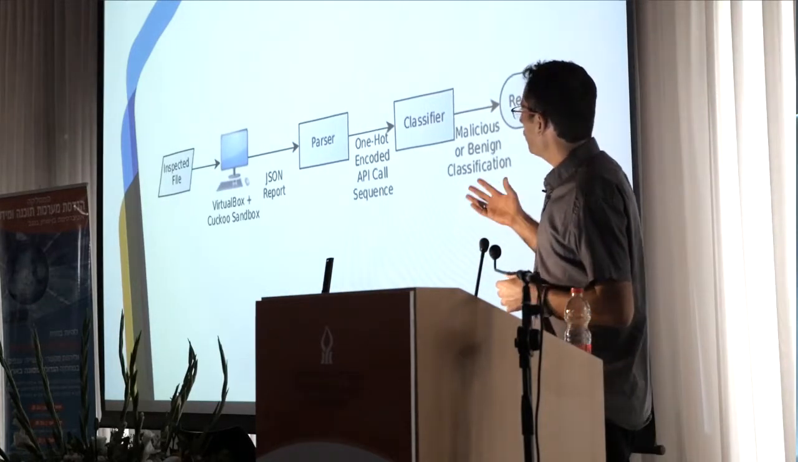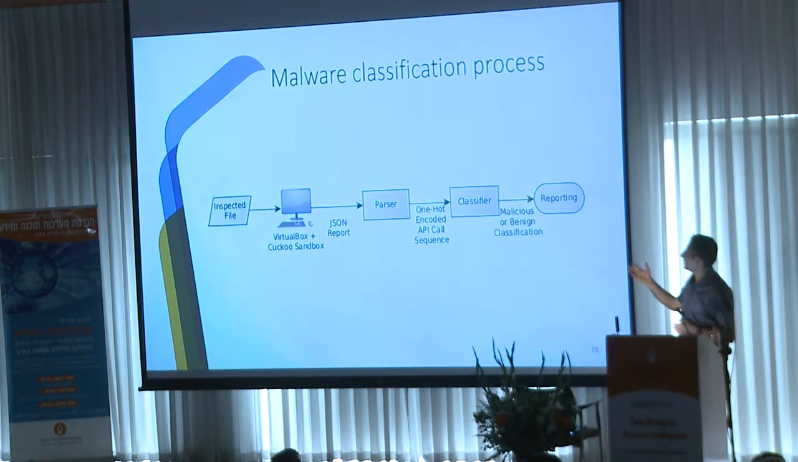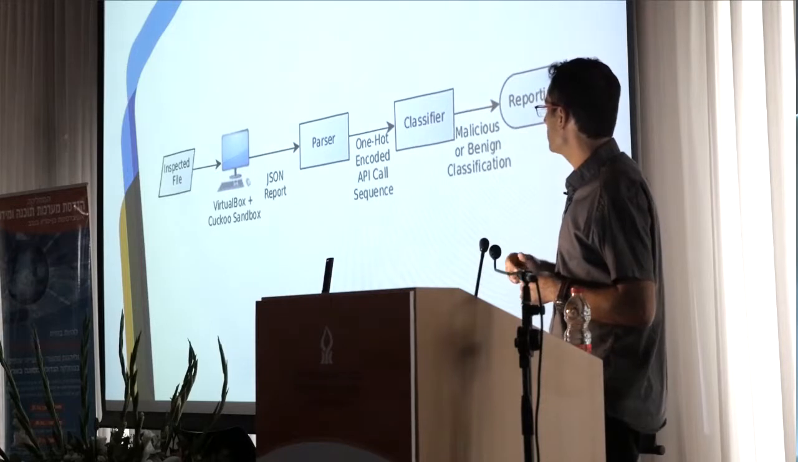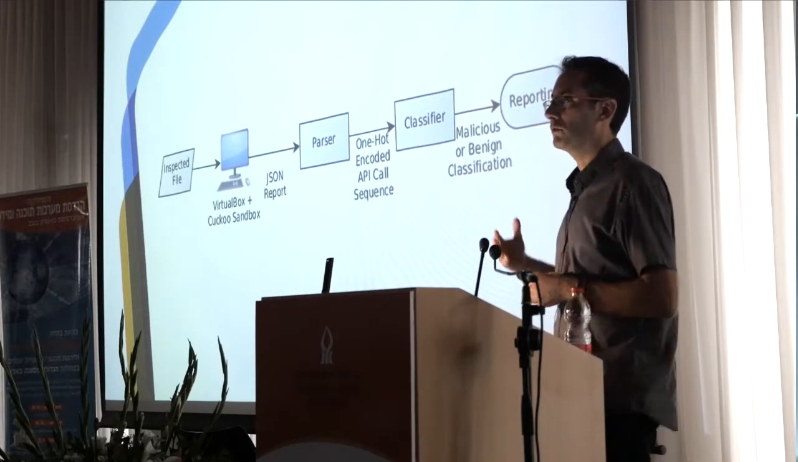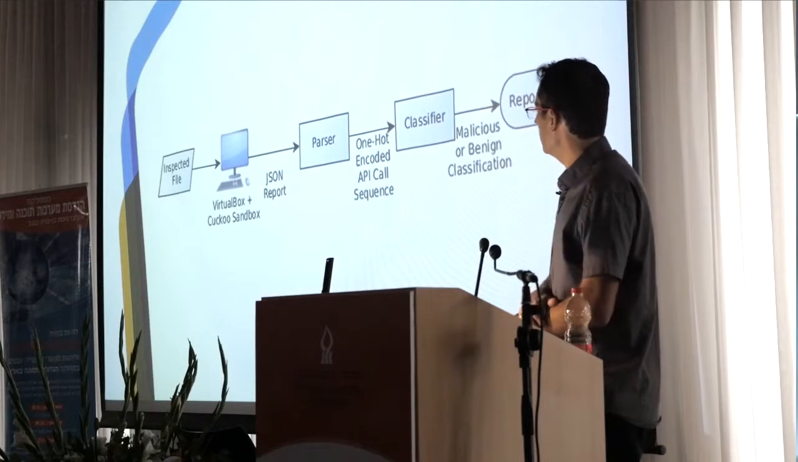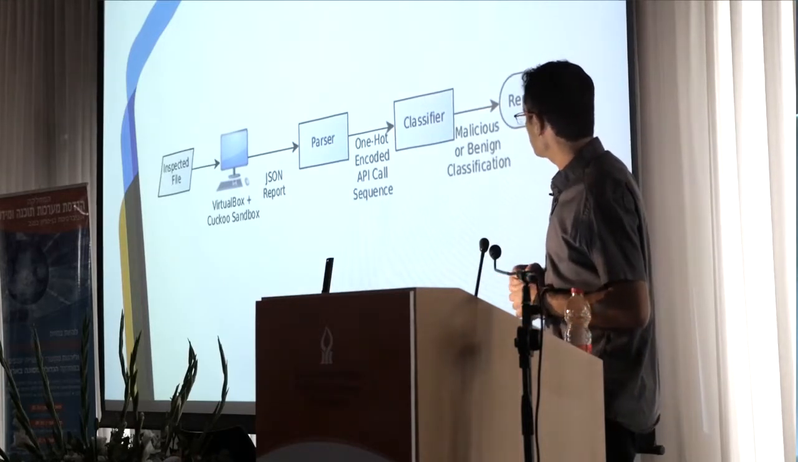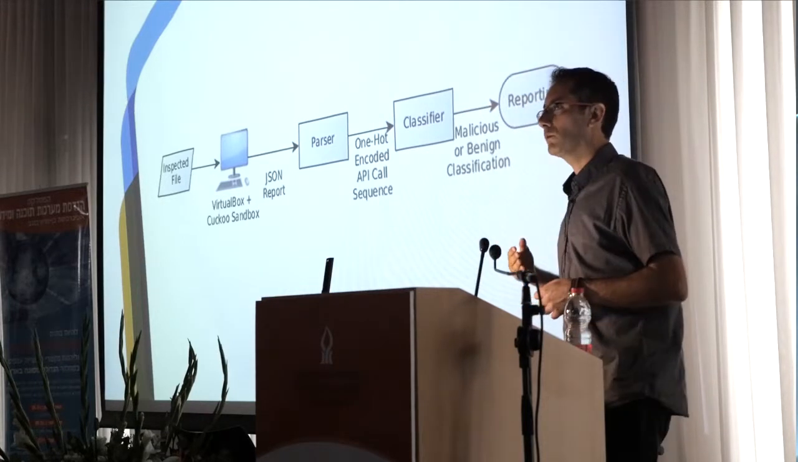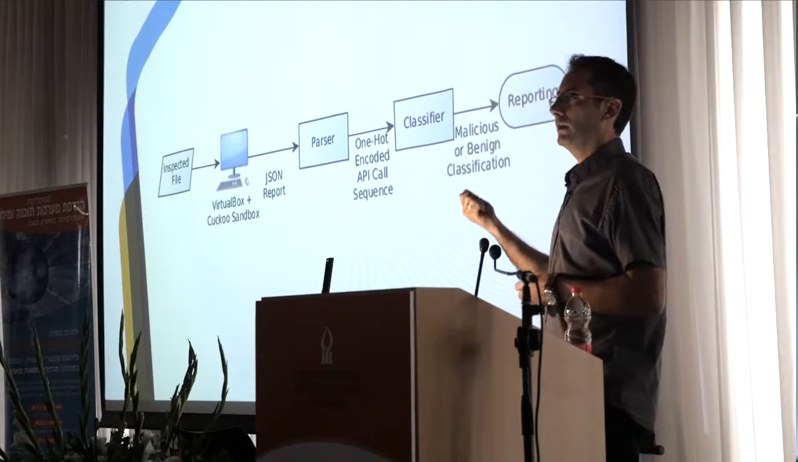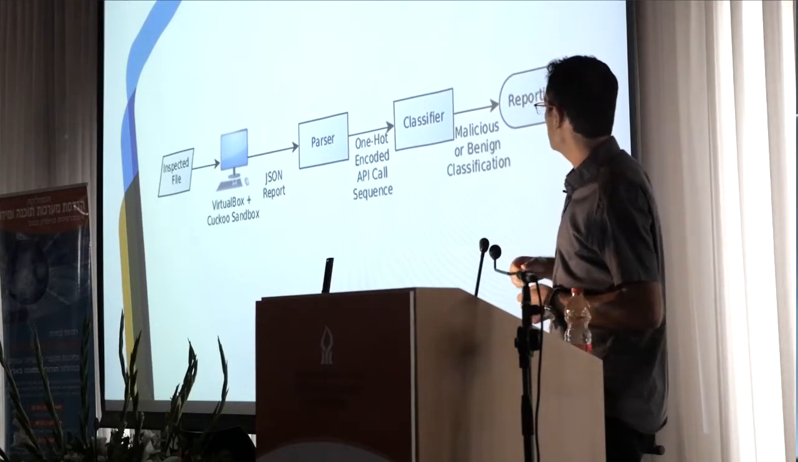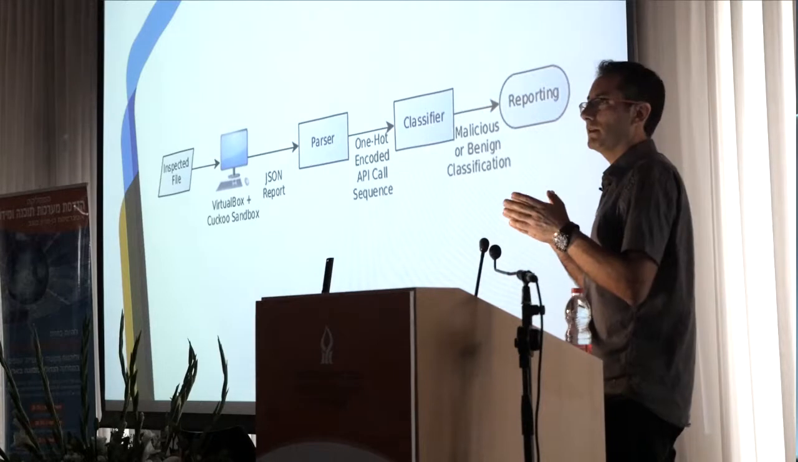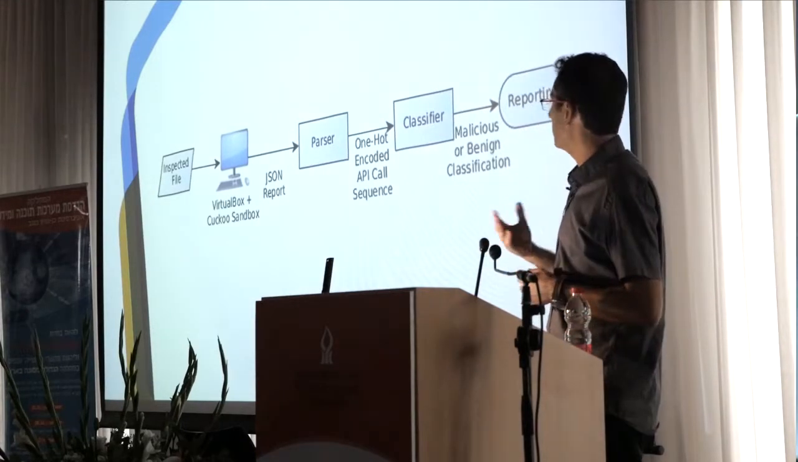So, a quick overview of the process. We have the inspected file. The inspected file is executed for a specific amount of time, usually a few minutes, in a sandbox. Ishai mentioned the Cuckoo sandbox, which we also used in this research. The output of the sandbox is a JSON report, which provides all the information, including the system calls executed by the application. This sequence of system calls is transformed into the required representation in order to feed the classifier, and the classifier analyzes this sequence and provides the decision whether the application is malicious or not.